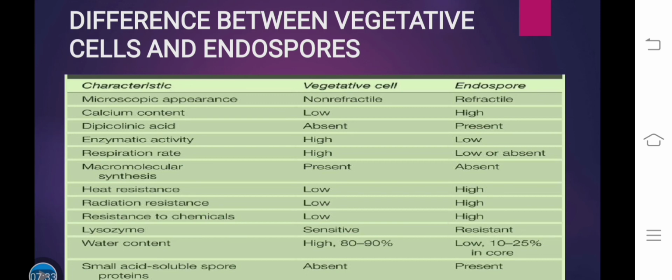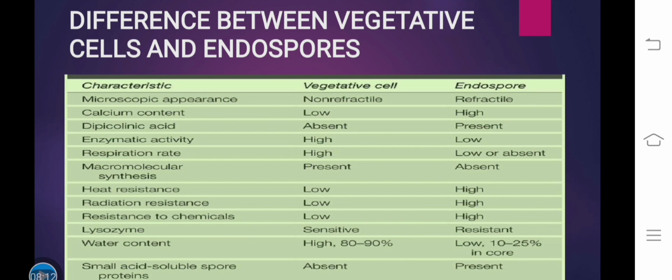Respiration rate is high in vegetative cells and respiration rate is low or sometimes absent in endospores. Macromolecular synthesis is present in vegetative cells. Macromolecular synthesis is absent in endospores. Vegetative cells have low heat resistance. Endospores have high heat resistance. Radiation resistance is low in vegetative cells. Radiation resistance is high in endospores.